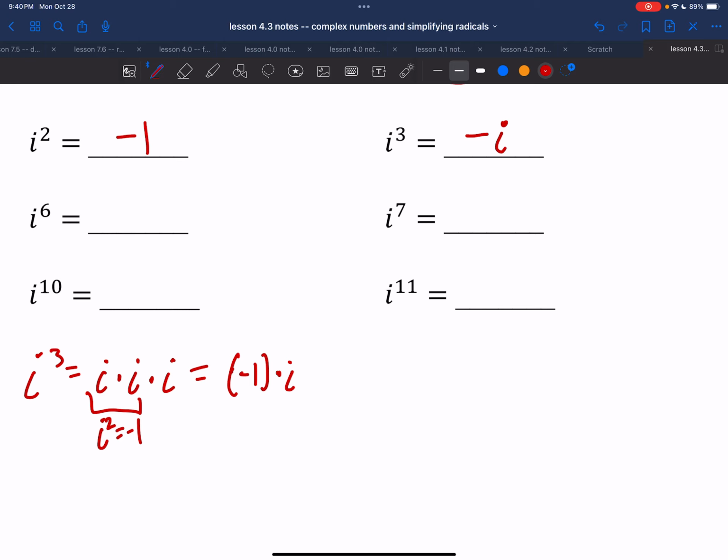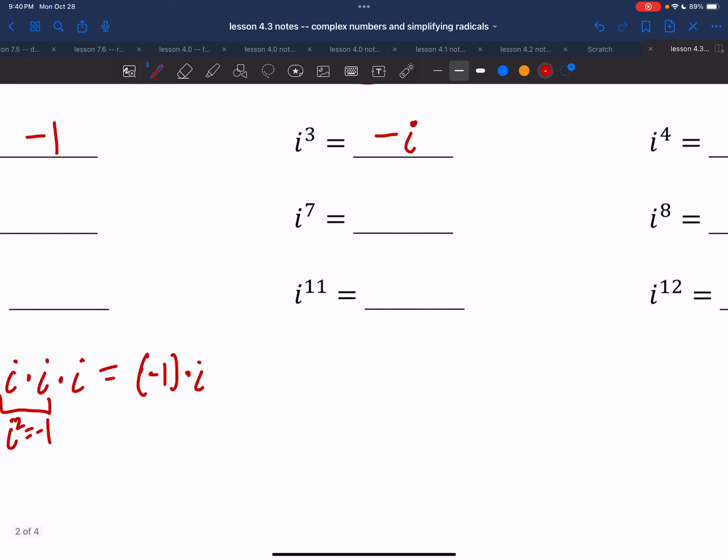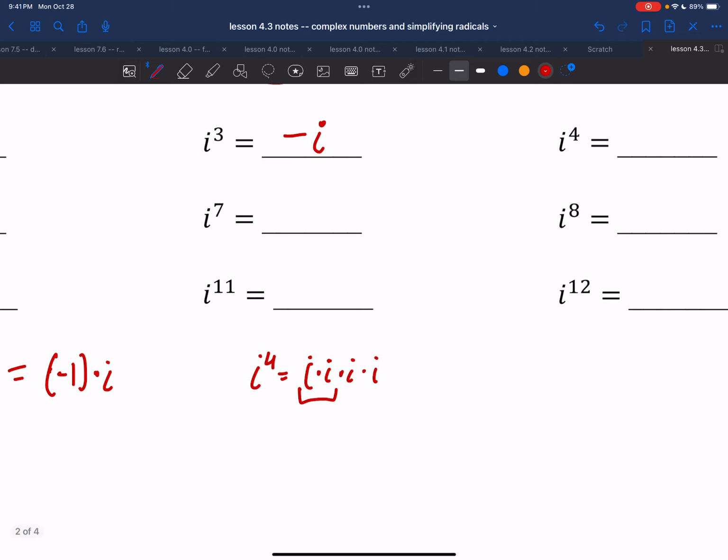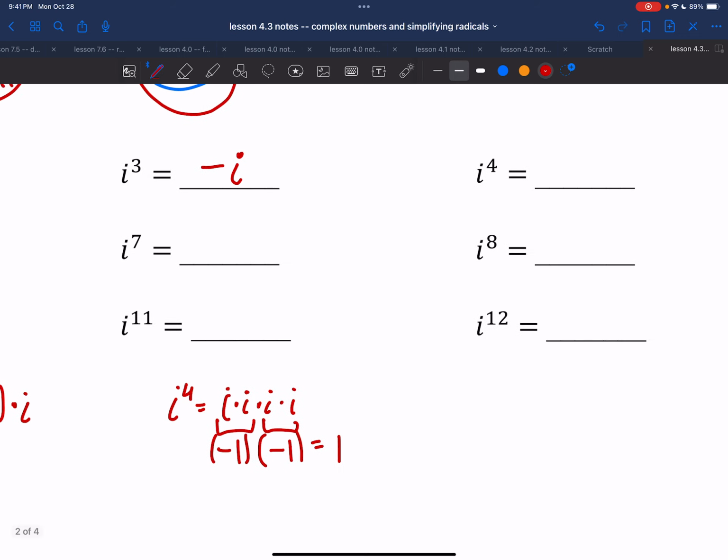Neat. Okay. Let's look at i to the 4th. This equals i times i times i times i. And I say, okay, well, we just said that 2 i's makes -1, so these 2 i's also make -1, but these are in multiplication with each other. That's -1 times -1, and that works out to positive 1. So i to the 4th is 1.